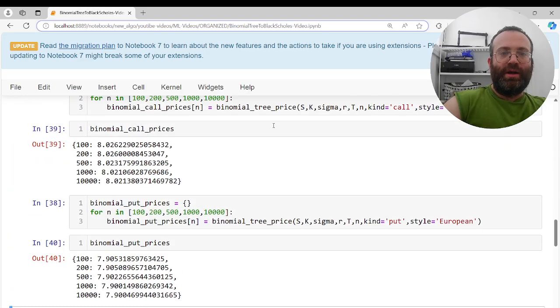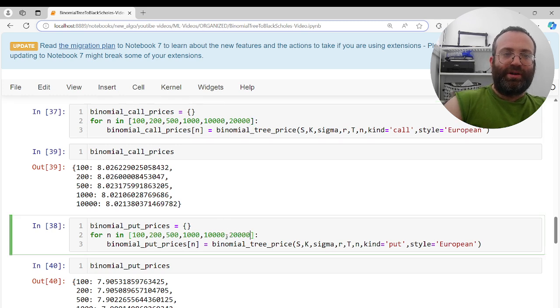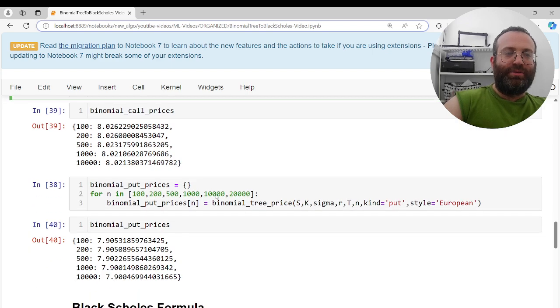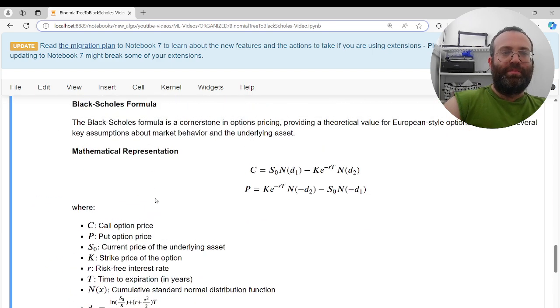And you know what? Because this finished so fast, let's add maybe 20,000 steps. We'll add it for the put, because I know for the call it doesn't really matter. But for the put, let's add 20,000 steps, and let's run this in the meantime while I'm implementing this formula really fast.